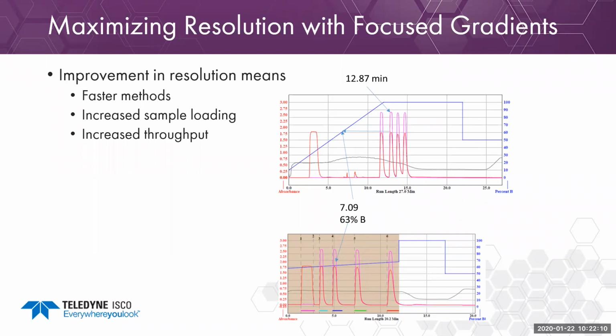But if we were to focus this gradient over a range from 67 to 77%, you can see the improved results on the bottom there. Now we're getting minutes of baseline separation between compounds. What that allows us to do is increase the loading of the compound to maximize our throughput.